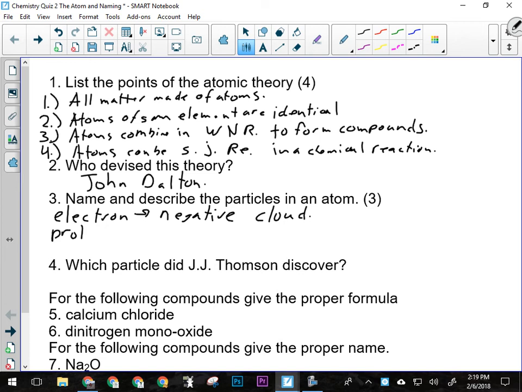Proton, positive, and in the nucleus. Again, if they have proton positive or proton in the nucleus or both, that's fine. 1 mark for that. And then we have our neutron. No charge or neutral, whichever they wrote, and also in the nucleus.